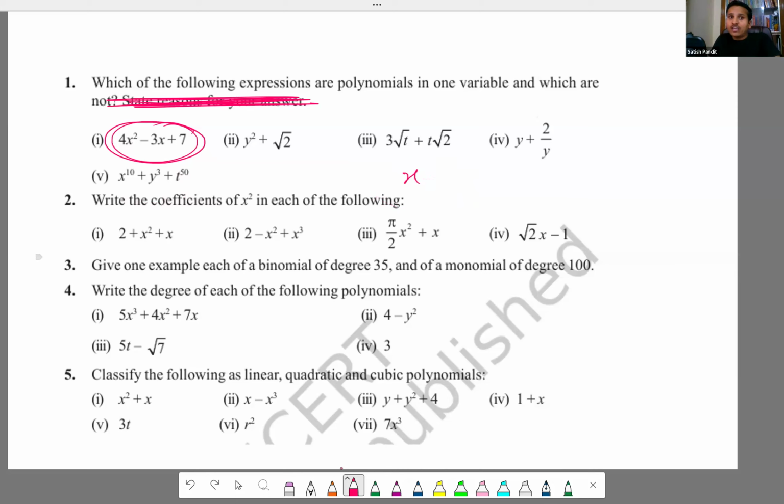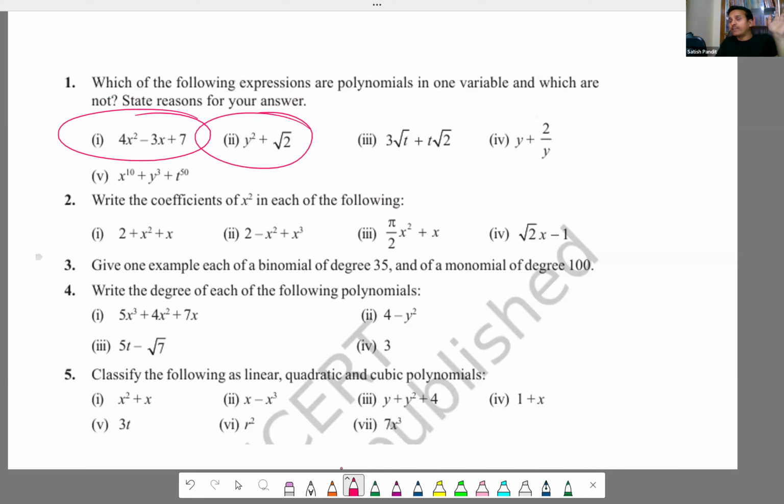So the question is saying, which of the following expressions are polynomials in one variable and which are not? Is this a polynomial in one variable? Yes or no? Yes, right? You can all show thumbs up, and if it is not, you can show thumbs down. This one, is it a polynomial in one variable? The answer is yes.